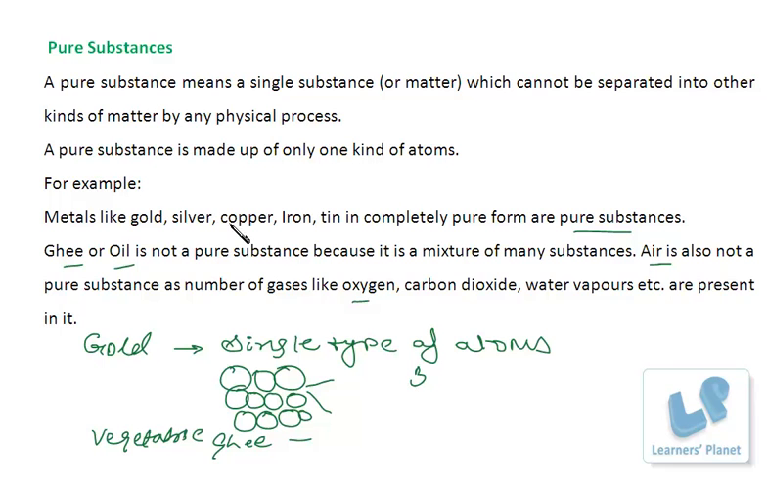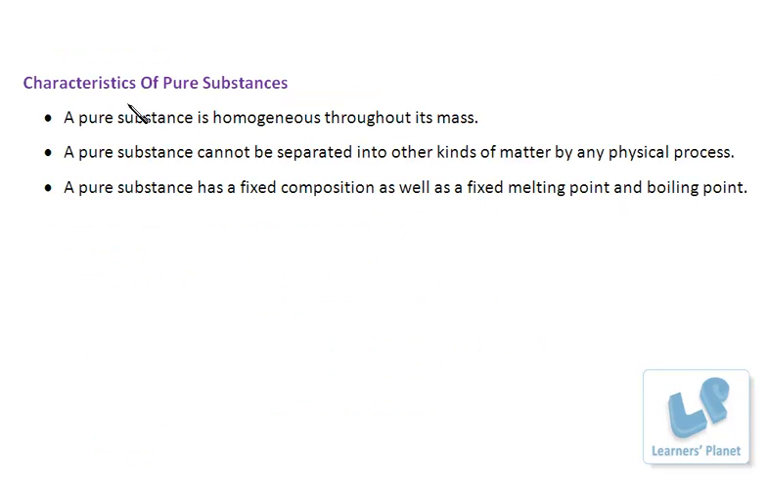Now these pure substances are further classified into elements and compounds. So let's discuss the elements. Before discussing the classification, let's discuss the characteristics of pure substances. What are the characteristics which make them different from impure substances? Say a pure substance is homogeneous throughout its mass. It is homogeneous, that is, the consistency is the same, right? A pure substance cannot be separated into other kinds of matter by any physical process. This we have discussed. A pure substance has a fixed composition as well as a fixed melting and boiling point.